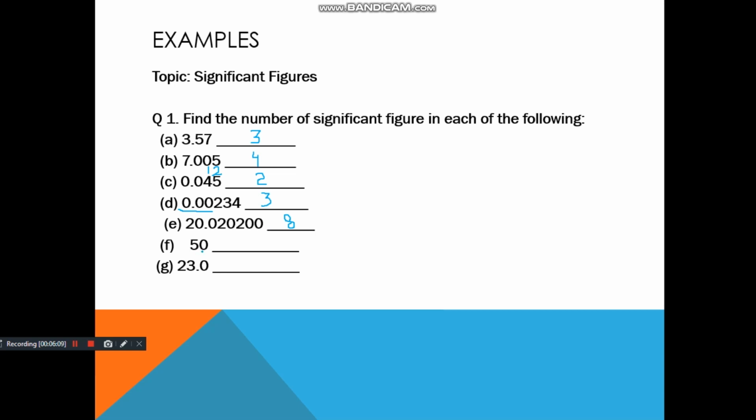Now the ending zero. I said the trailing zero you will not count when there is no decimal. So here the answer is only 1. You will not count this ending zero because there is no decimal. Next, 23.0. Again, this is very important. You will count this as a significant figure because there is a decimal. So 1, 2, 3. Your answer is 3. I hope it's clear to you.